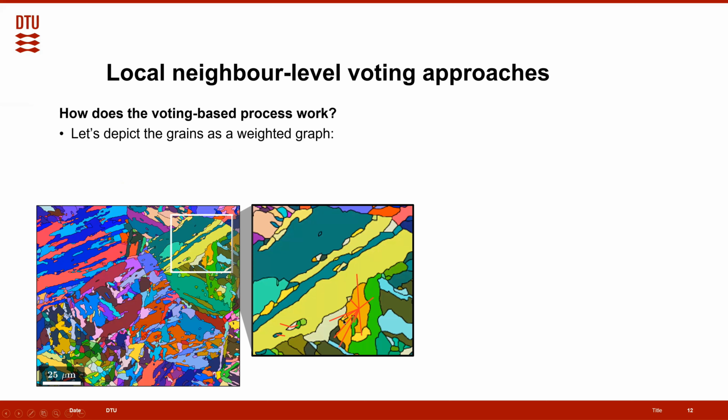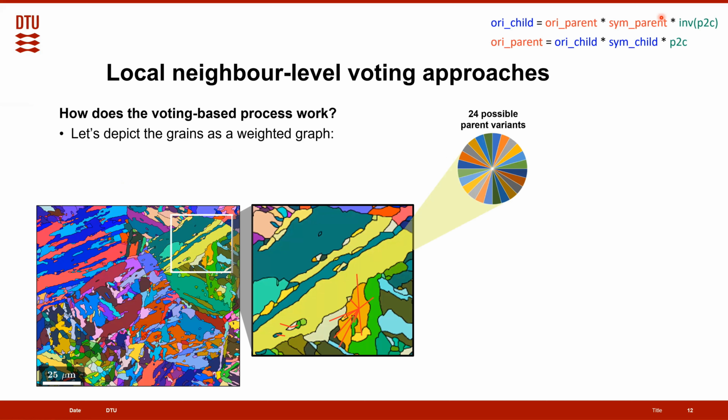We can then go to each grain and see which neighbors it has. Here we have an inclusion that only has 1 neighbor. This one has 2 neighbors. Here we have many neighbors. And we can then build a graph from the neighboring grains. Each of these grains also has 24 possible parent variants. I'm not going to repeat all of this, but by these 2 relations, we get the variants, and by the symmetries of the parent and the child, it's determined how many variants we get. And in this case, for each child grain in the microstructure, there are 24 possible solutions for the parent phase that we want to reconstruct.